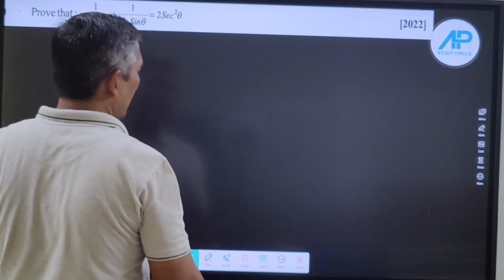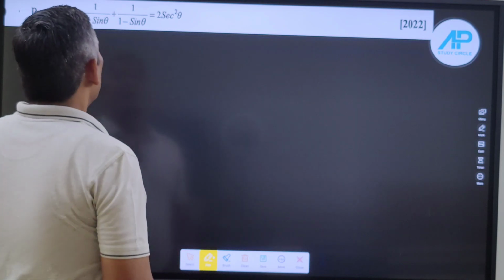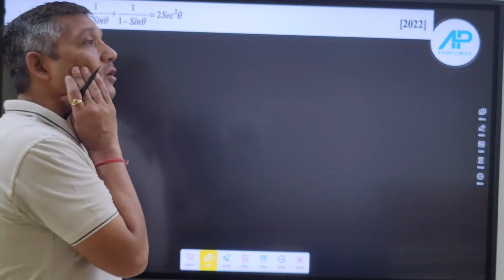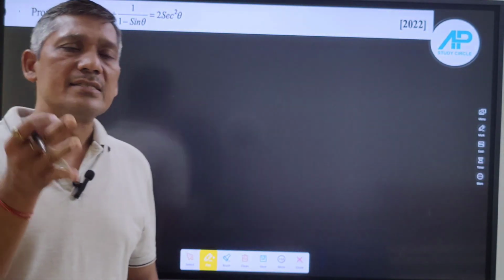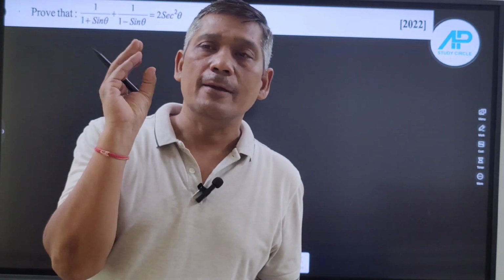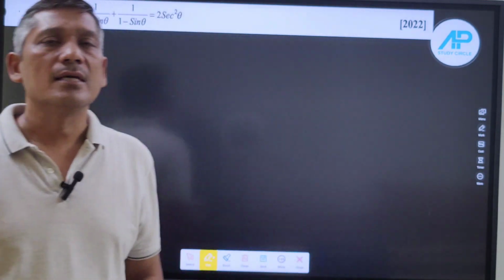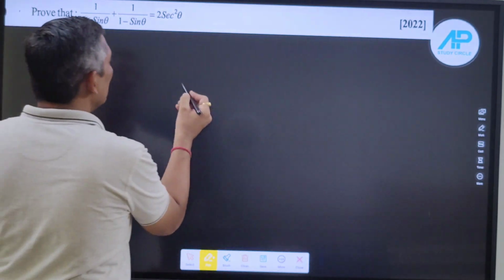So next question is 1 upon 1 plus sin theta plus 1 upon 1 minus sin theta. Denominator में sin के single terms हैं, ऊपर केवल 1 और 1 है. We cannot change sin into anything else. एक ही रास्ता बचता है LCM लेने का.